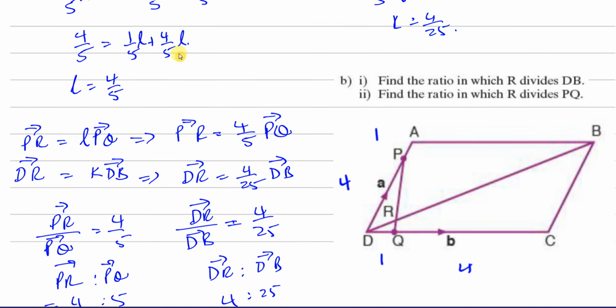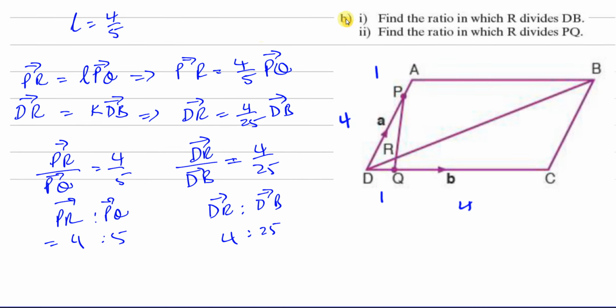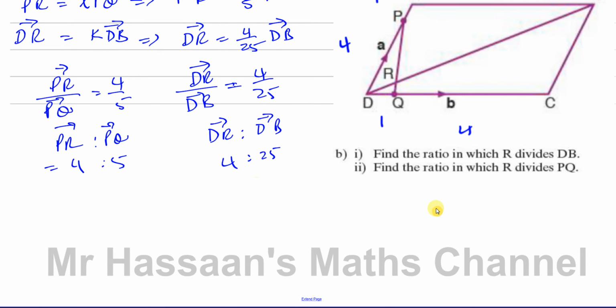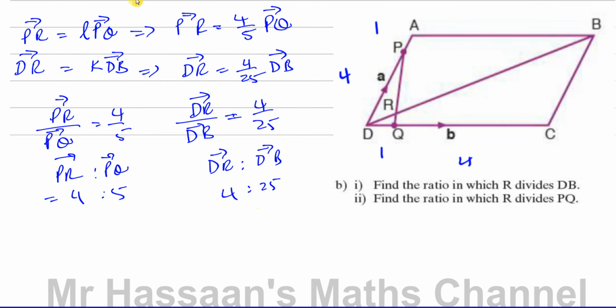Now, the problem in the answer to the question is that they've given the answer saying that the ratio in which R divides D to B is 4 to 25. But I don't agree with that. The ratio of DR to DB is 4 to 25, but that's not the ratio in which R divides D to B. So the question that actually needs to be asked, if this is the answer, is find the ratio of D to R to D to B.